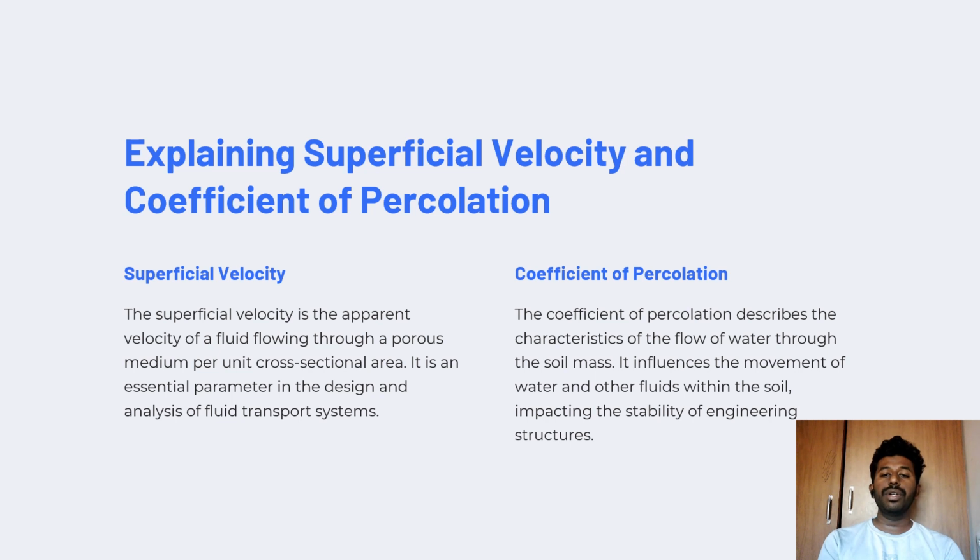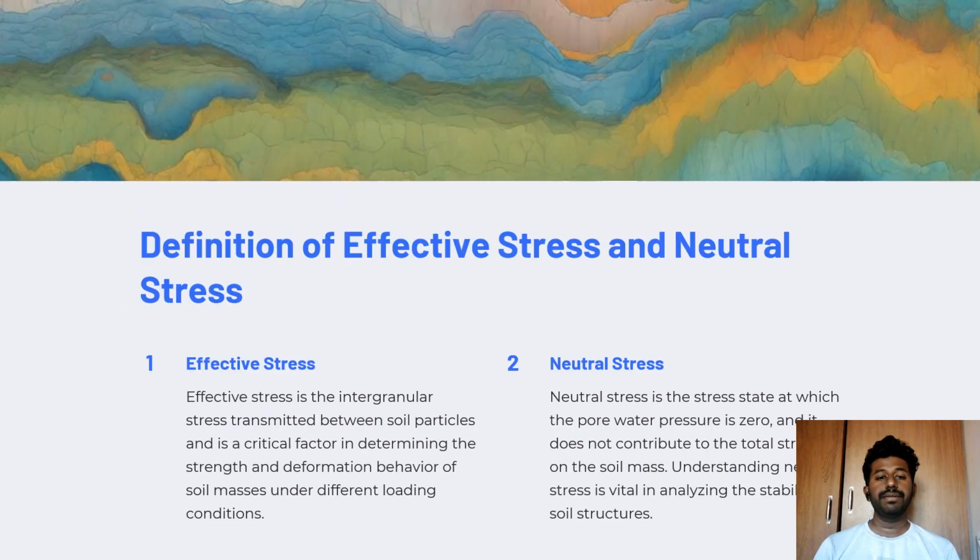In this slide, we are going to learn about superficial velocity and coefficient of percolation. The superficial velocity is the apparent velocity of a fluid flowing through the porous medium per unit cross-section area. It is an essential parameter in the design and analysis of fluid transport systems. The coefficient of percolation describes the characteristics of the flow of water through the soil mass. It influences the movement of water and other fluids within the soil, impacting the stability of engineering structures.